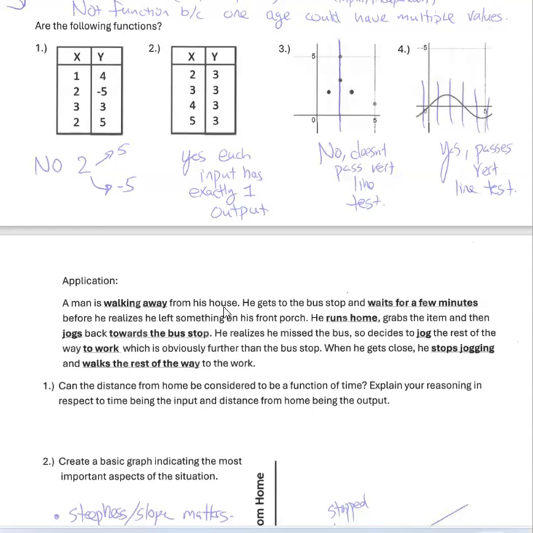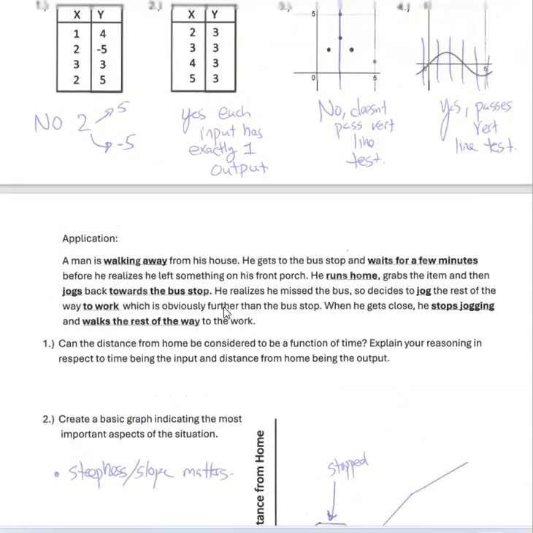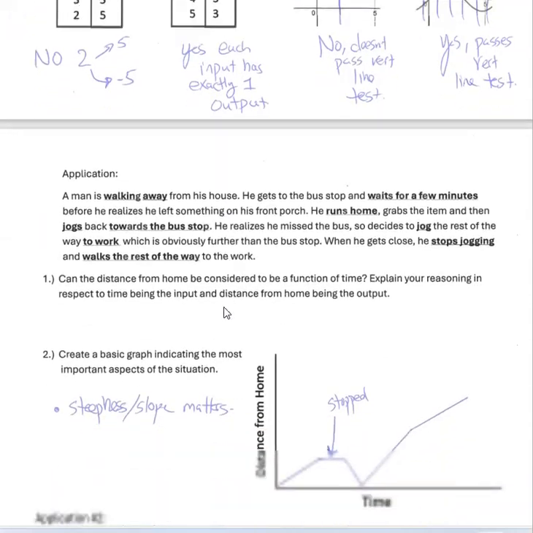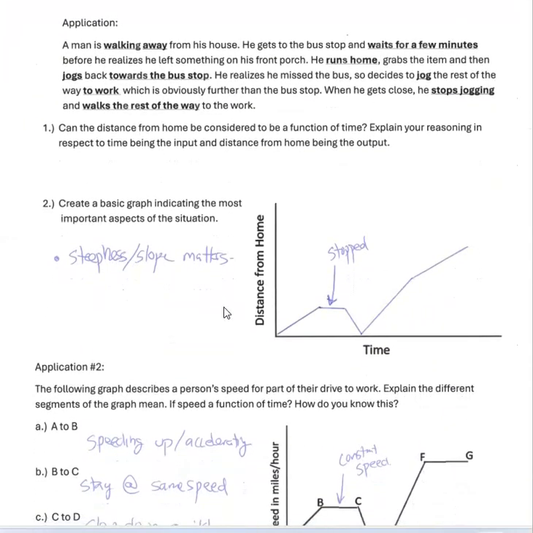The next one does pass the vertical line test. It is impossible to make a vertical line that intersects more than once, so that is yes, it passes the vertical line test, aka no input would have more than one output. These actually mean the same exact thing. When you're seeing if an X has more than one Y, that would mean that it does not pass the vertical line test. Now on here, what we're doing is we're looking at the graph of a function.